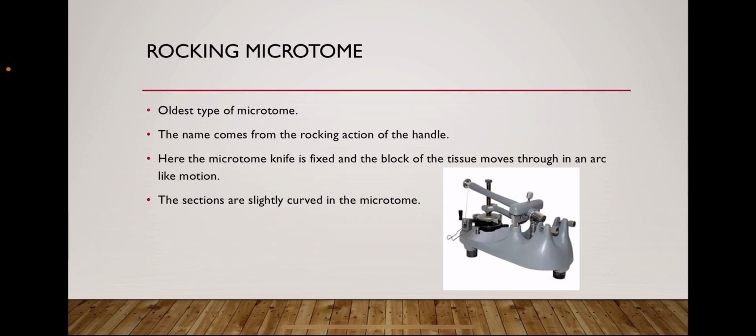And the next is rocking microtome. It's the oldest type of microtome, and the name comes from the rocking action of the handle. Here, the microtome knife is fixed and the block of the tissue moves through in an arc-like motion. The sections are slightly curved in this microtome.